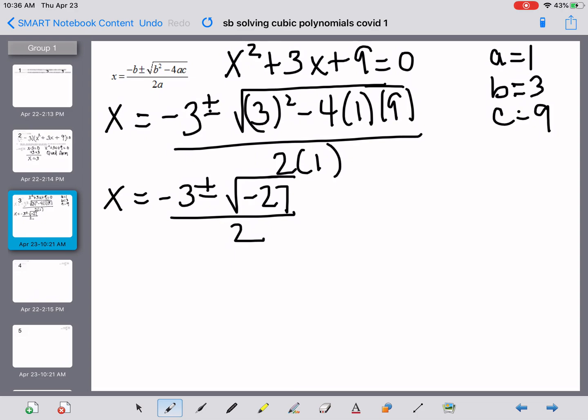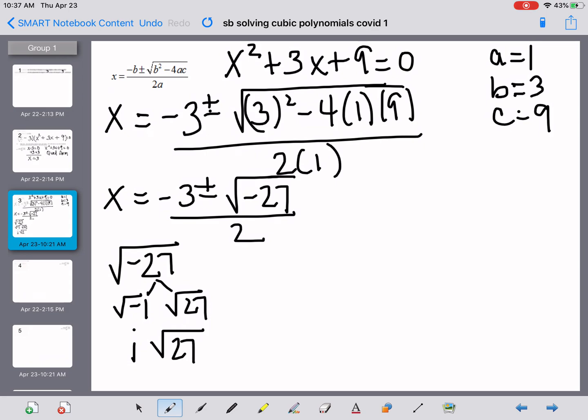But eventually what we're trying to find is 2 more answers for a total of 3 answers to this entire problem because it's a cubed problem. And now what we have to do is simplify the square root of negative 27. Remember that it's the square root of negative 1 times the square root of 27. And the square root of negative 1, whoops, the square root of negative 1 is i. So we've got i times the square root of 27.